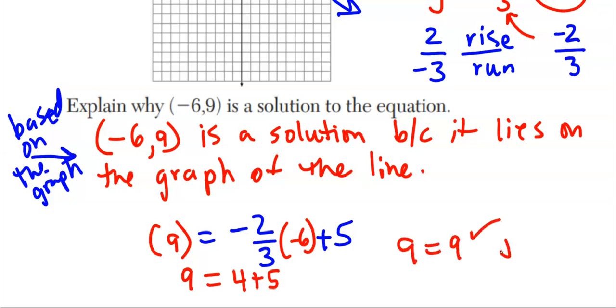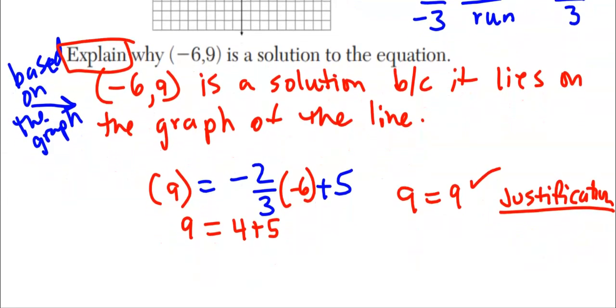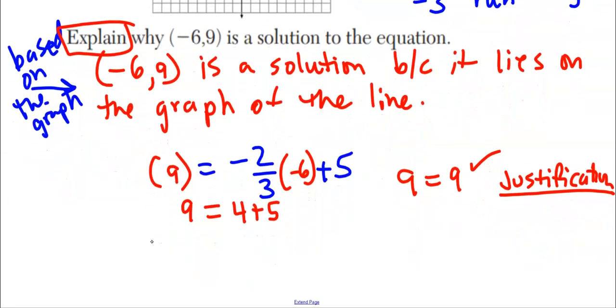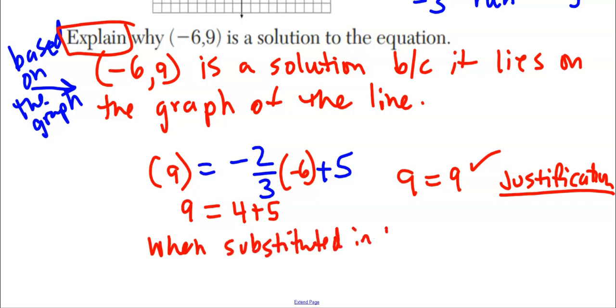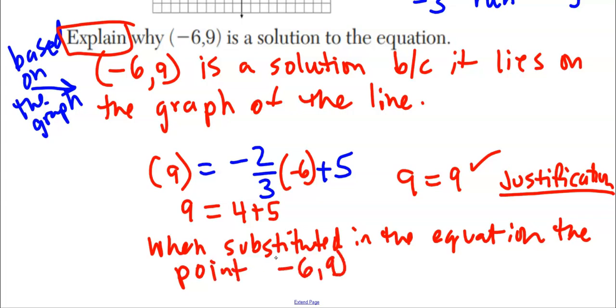This is called a justification. Unfortunately, justification is not an explanation. So you can't just write math. If it says explain, you have to have some English. So you could say, when substituted into the equation, the point (-6, 9) satisfies the equation. Or you could say, it makes the sentence true, something like that. But you can't just show math if it says explain.